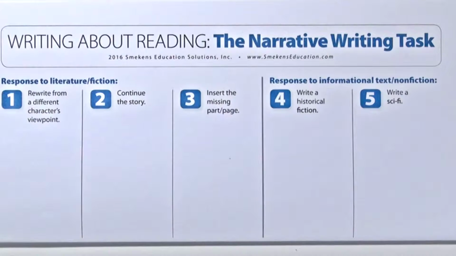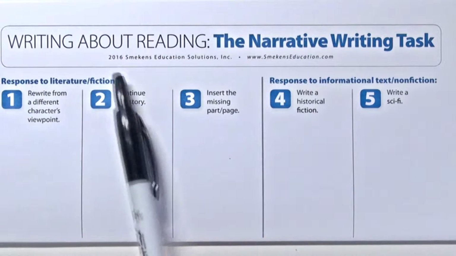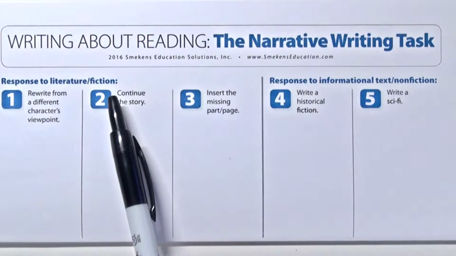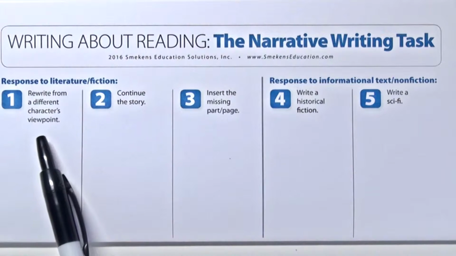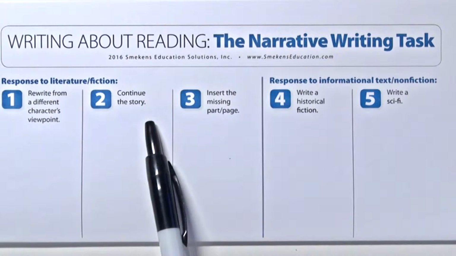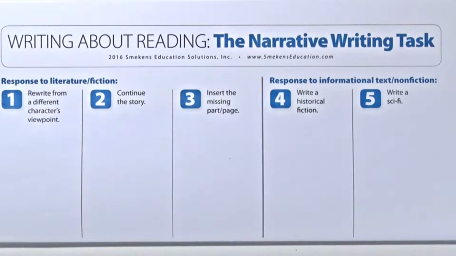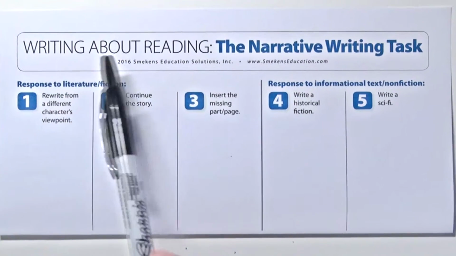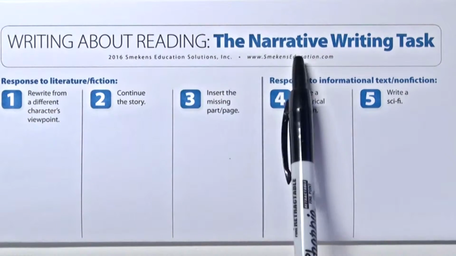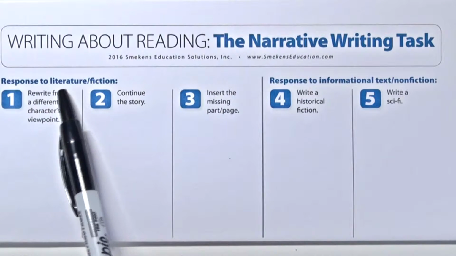Now, if required to write a narrative on an assessment, it'll be based on reading and come in one of 5 types. If on the assessment they read literature or some type of fictional piece, they may be asked to rewrite the same story from a different character's viewpoint. Or, after reading that story, they might have to continue it. This is the idea of writing a sequel, or predict what characters will do the next time this happens. So both of those are writing about your reading responses in a narrative form after reading literature.